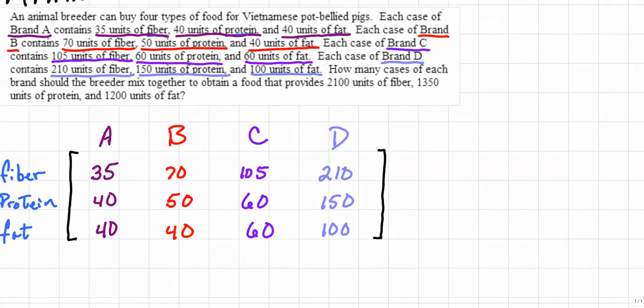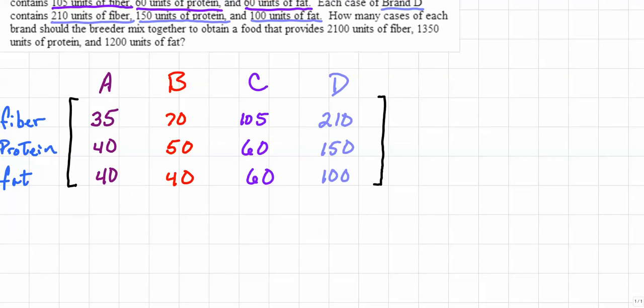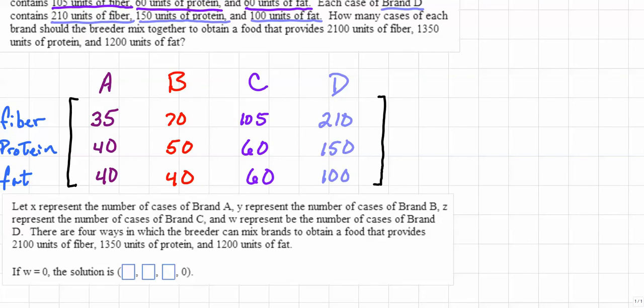And when you consider the problem, you'll notice that in the problem it states, let X represent the number of cases of brand A, let Y represent the number of cases of brand B, Z represent the number of cases of brand C, and W represent the number of cases of brand D. And then it further gives you some information that says there are 4 ways in which the breeder can mix brands to obtain a food that provides 2,100 units of fiber, 1,350 units of protein, and 1,200 units of fat.